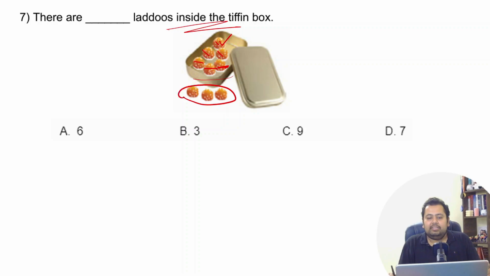How many are outside? Outside are one, two, and three. So there are six laddus inside the tiffin box. Option number A is the correct answer. Hope you got it correct. And now we move to question number 8.